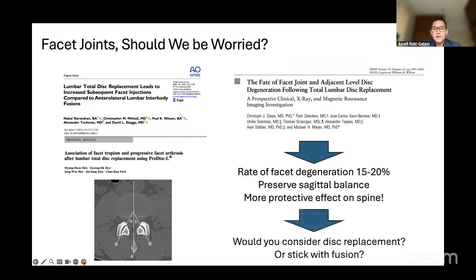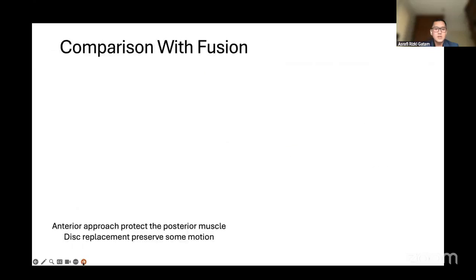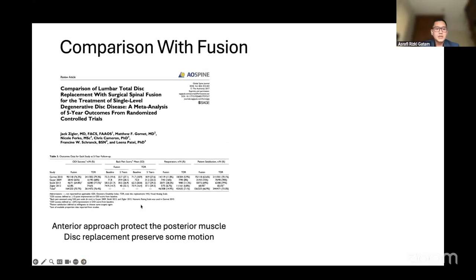And in my practice, even though there is some facet degeneration in the image, the CT scans or the X-rays, sometimes the patient has no symptoms. So the main question is whether you want to consider disc replacement in this kind of problem, or you want to stick with fusion when there is facet joint arthritis. Since we put a disc replacement in from the front, we can protect the posterior muscle, and disc replacement also preserves some motion, if not all the motion.